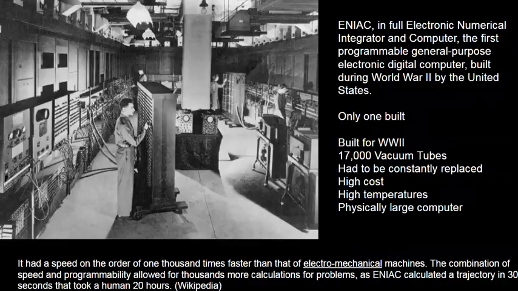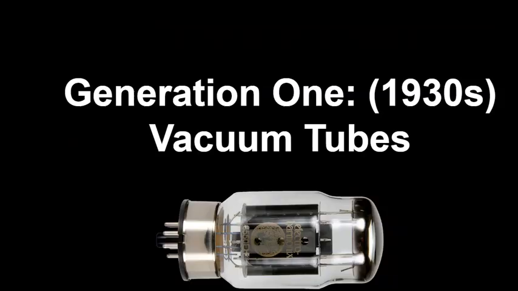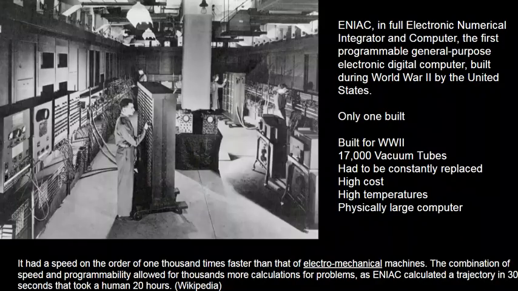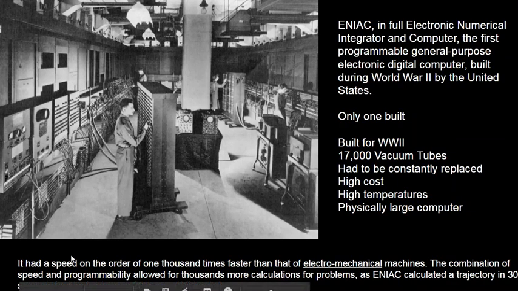So first generation computer, just to recap what you need to know. First generation used vacuum tubes. Vacuum tubes store ones and zeros just like the relays and the punch cards. The ENIAC was the first computer built using only vacuum tubes. It was built for World War II by the United States, and it had 17,000 vacuum tubes that had several problems with cost and temperature and physical size. It was also much faster. So that is the ENIAC, and that's generation 1.